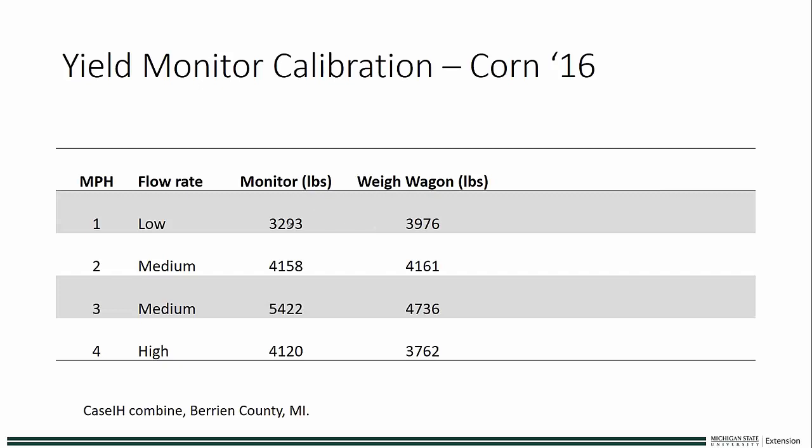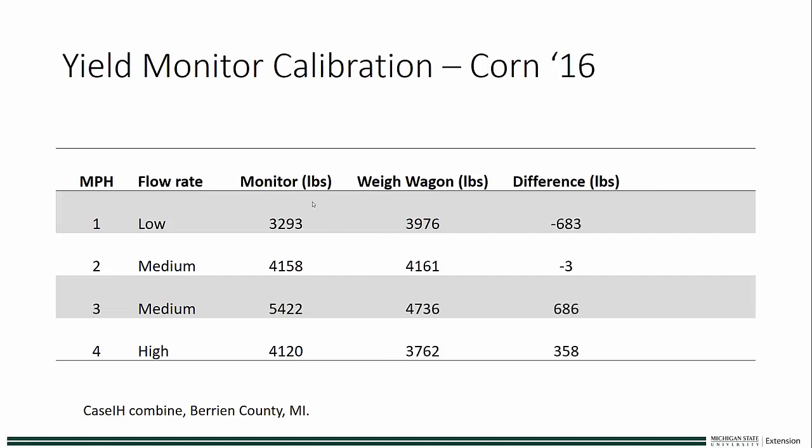At 1 mile an hour, the monitor said we harvested 3,293 pounds, and we actually harvested 3,976. So it underestimated. At 2 miles an hour, it was almost right on the money. It was only 3 pounds off. At 3 miles an hour, it said we had 5,400 pounds when we only harvested 4,700. So it overestimated yield at 3 miles an hour. And then at 4 miles an hour, it overestimated yield again.